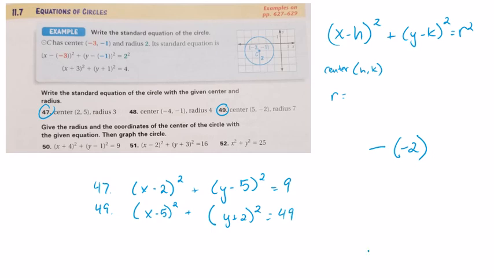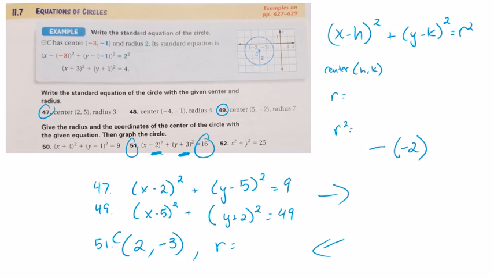So I need to be able to work it forwards, and I need to be able to work it backwards, like 51. If I'm pulling out the information, I have a minus 2, so that means it's actually a positive 2. A plus 3, it's opposite on the inside, so that's actually negative 3. That's my center. And then my radius, r squared equals 16, so r should equal the square root of 16, r equals 4.